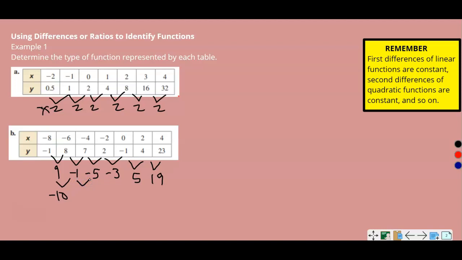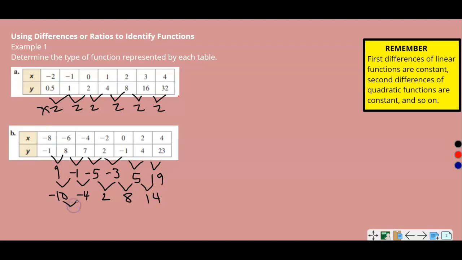-1 to -5 is -4. -5 to -3. All right, so -5 is smaller than -3, so that's actually a +2. -3 to 5, that's an increase of 8. And from 5 to 19, that's an increase of 14. So you can see that these differences are not constant as well. So that means it's not quadratic.